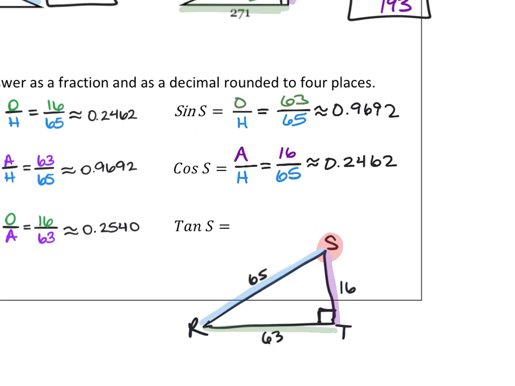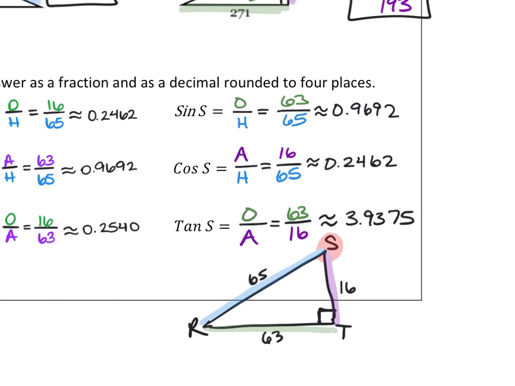Now, last but not least, we're doing tangent of S. Tangent, remember, is opposite over adjacent. Compared to S, what is opposite of S again? 63. What is adjacent to S? 16. So in your calculator, 63 divided by 16. We'll keep all 4 decimals, so 7.5. But yes, if we were rounding to 3, you were correct.